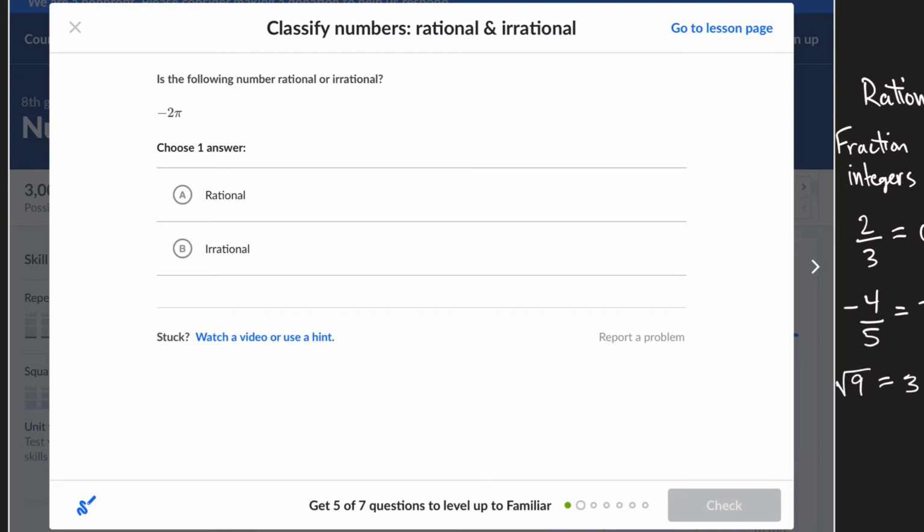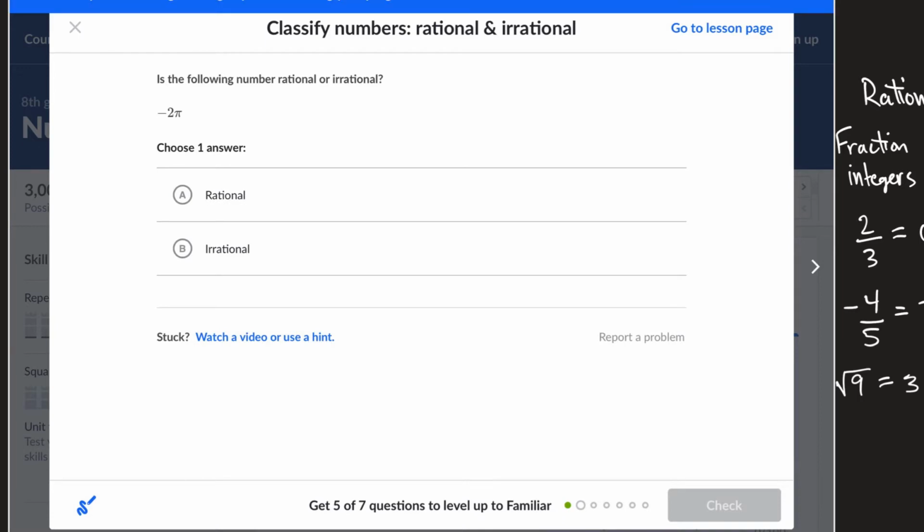Okay, let's look at more. So is it rational or not? Well, this includes pi. And as I was showing you here, pi is irrational, and anything multiplied by pi is going to be irrational as well. So that is irrational.